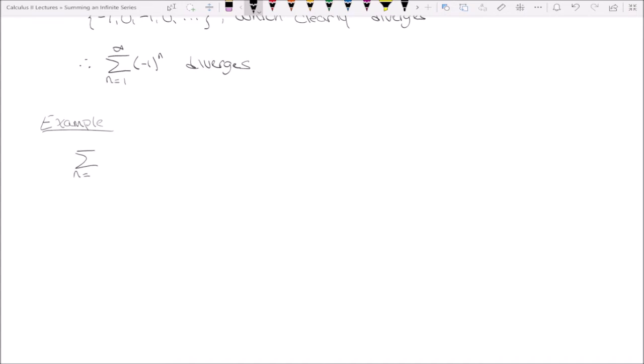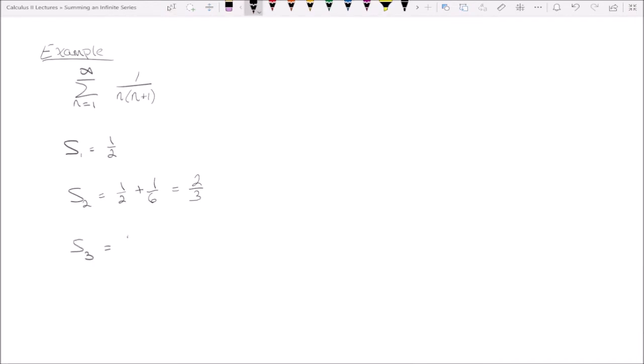Now let's consider the sum n equals 1 to infinity of 1 over n times n plus 1. S1 is equal to a half. S2 is a half plus a sixth, which is 2/3. For S3, we get 2/3 plus, not an eighth, I'm sorry, a 12th. That is 3/4. S4 is 3/4 plus a 20th. That is 4/5.